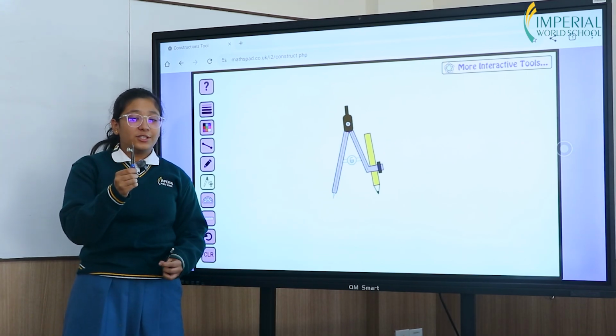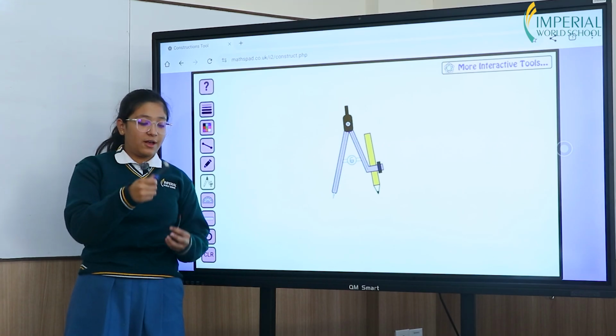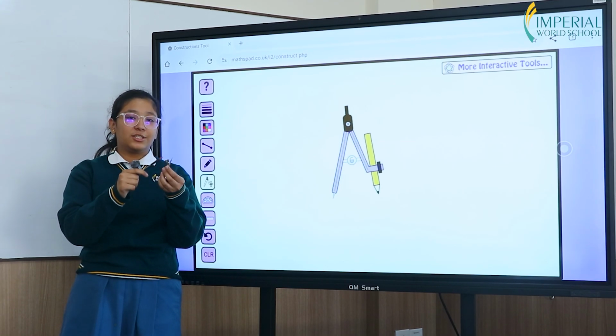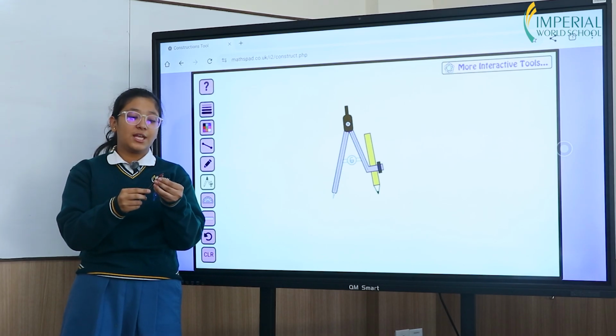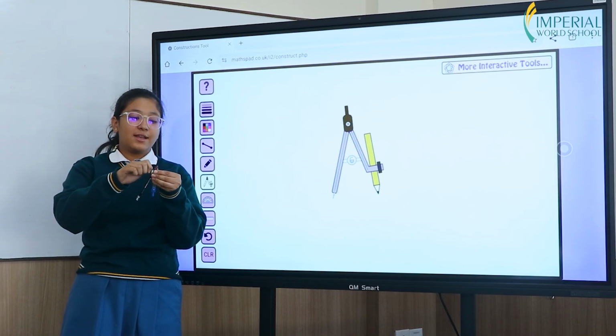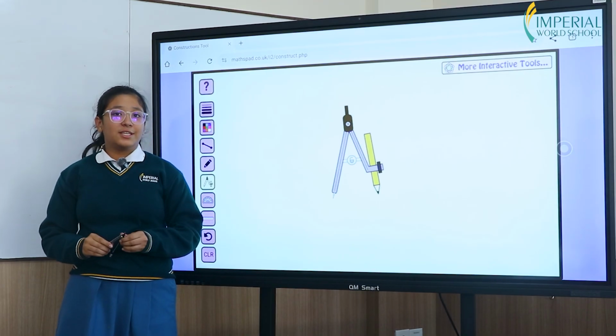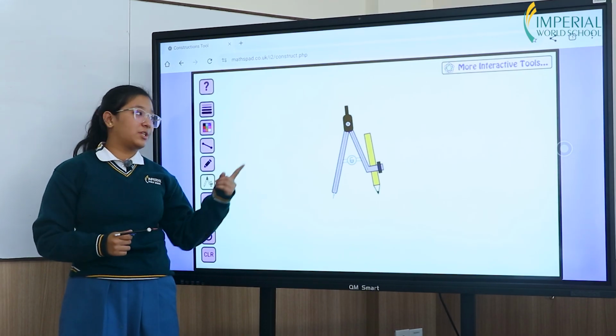To use a compass, you need, of course, the instrument itself and a pencil. You first need to insert the pencil in the circular area inside the compass and tighten it up. Then your compass is ready to go. Now, let's move on to digital to see how to construct a circle using a compass.